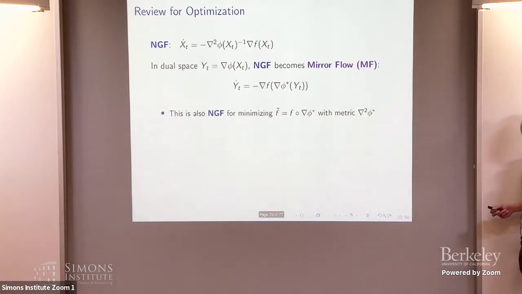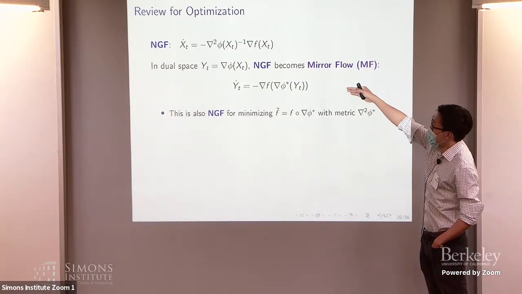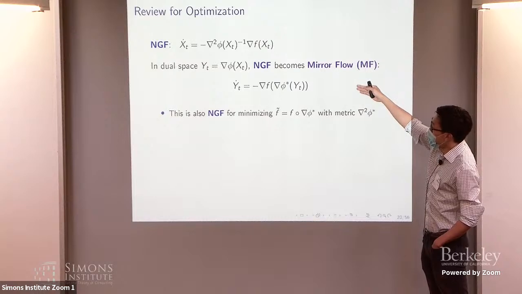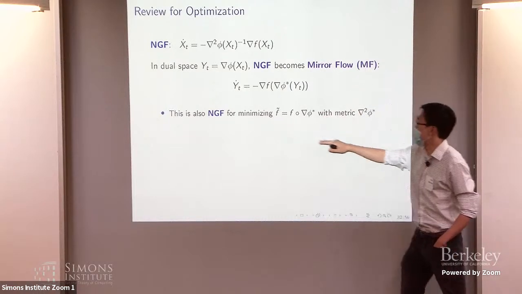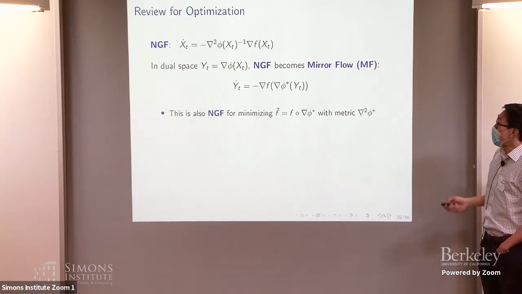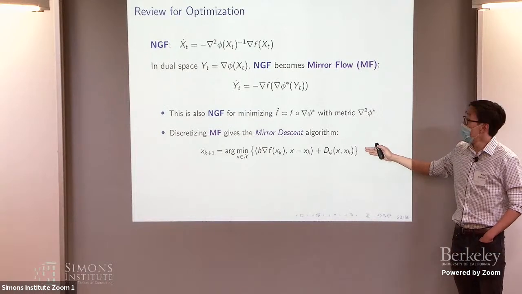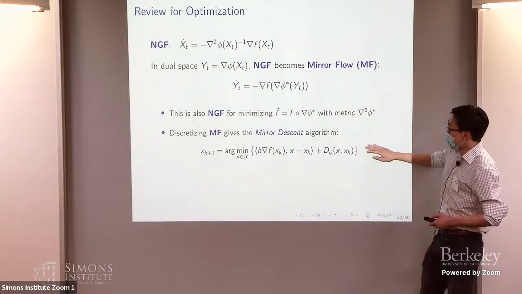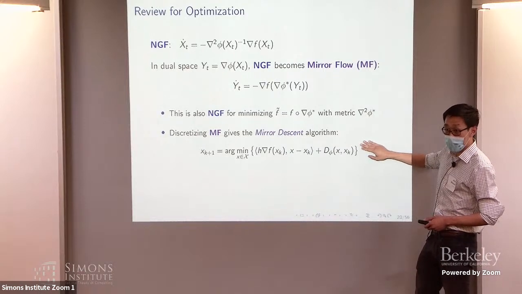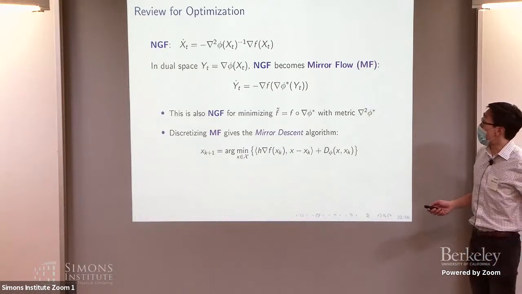And then it turns out that in the dual space, natural gradient flow becomes what's called mirror flow. Right? And this mirror flow is also the natural gradient flow for minimizing this push forward function under this push forward metric. And then discretizing this gives us the mirror descent algorithm for optimization. And the advantage is that now there is no Hessian involved. This only involves the gradient. Right? So this is what happens for optimization.